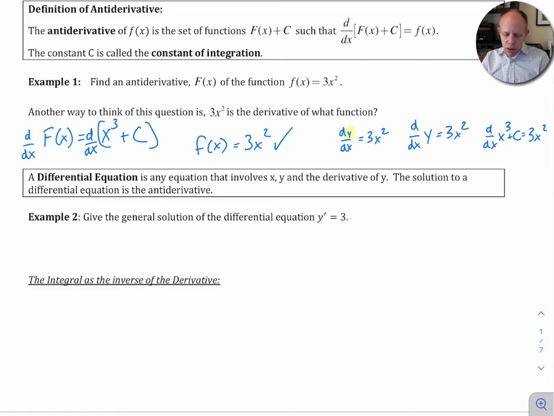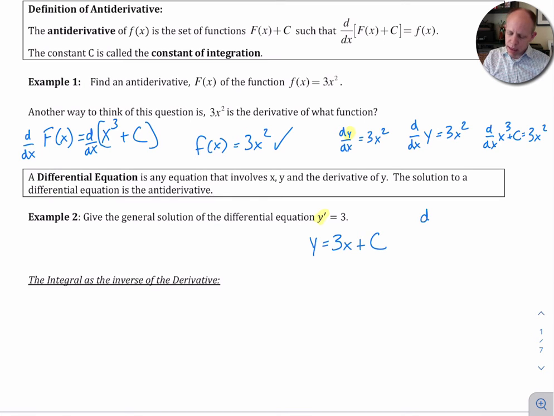All right, so let's try it with example 2. It says give the general solution of the differential equation y prime equals 3. So we can see that this is differential because we have that y prime. And so we just have to think, well, if that's y prime, we want to find y. And in this case, it's going to be 3x plus c.